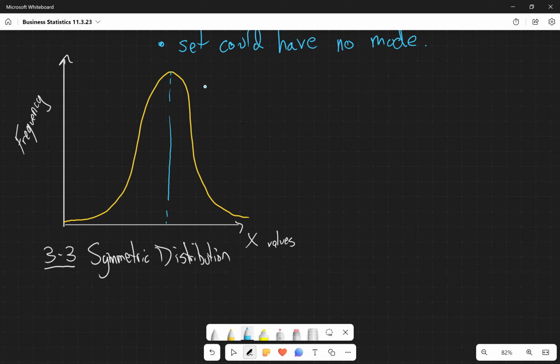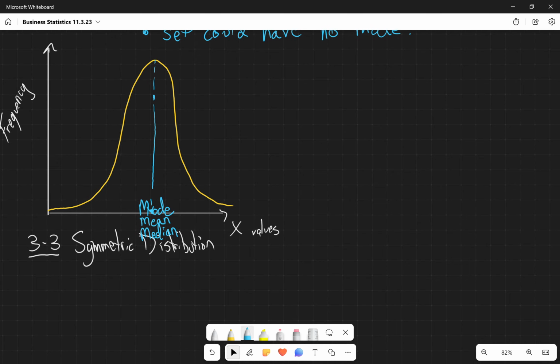Who has a mean, a median, and a mode all on top of one another. They're all in this centered region here. This is going to make a little bit more sense when we have some other graphs to compare this to.